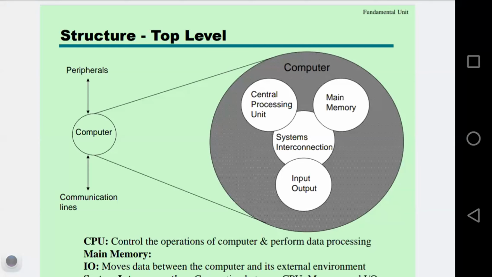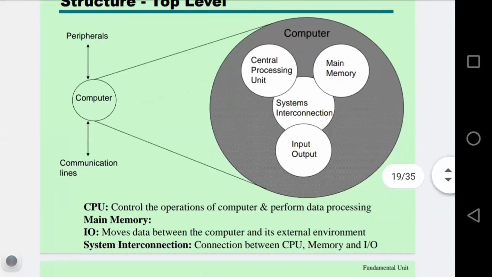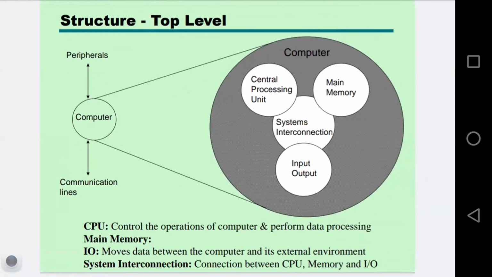So in the computer, you will find there is a central processing unit, CPU is there, again main memory is there, input output unit is there, and the system interconnection which is connecting these different components. So at the top level, you will find these are the different components and these components are interconnected with each other.